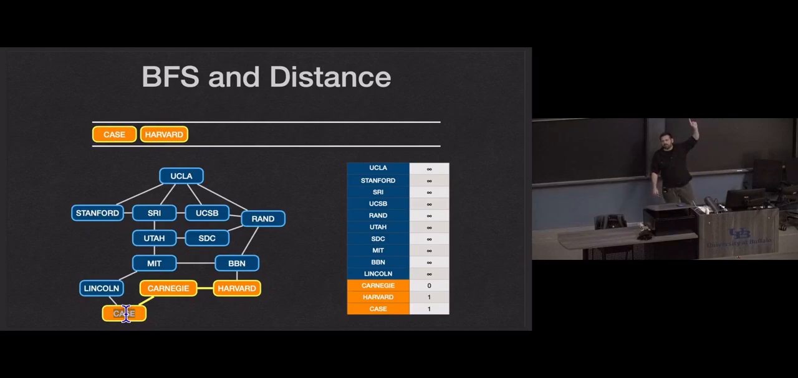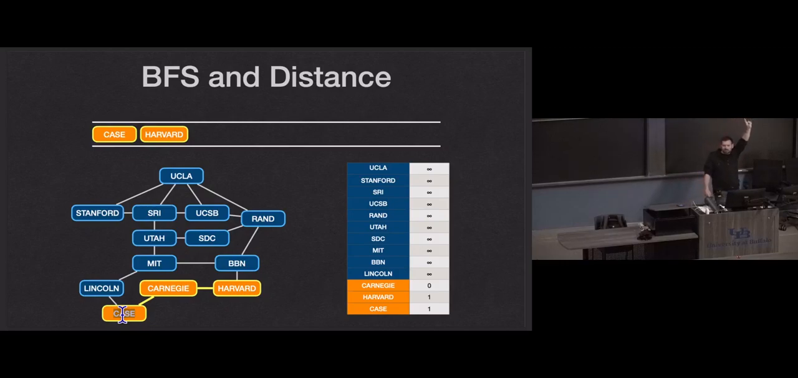Has this node been explored yet? So visually, is it orange? Or in your code, is it in my data structure that's keeping track of which nodes have been explored? So is it in my set? Is it in my array list, if you're using an array list? It's not, so we're going to do three things. Whenever we find a node that hasn't been explored yet, we do three things.